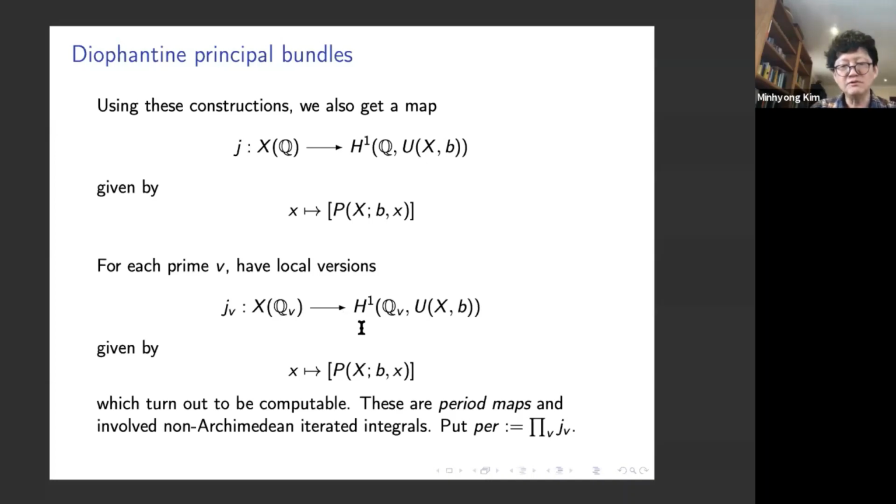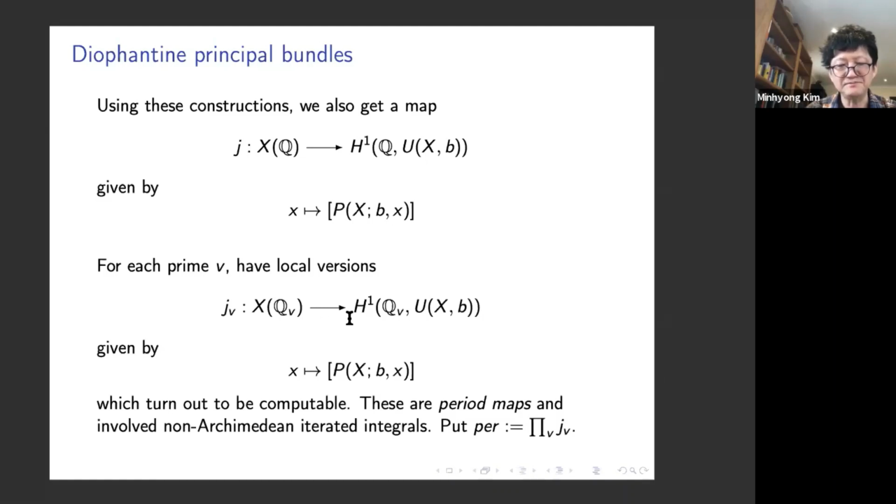Now the local versions turn out to be quite computable. A lot of the time, for example, the local versions will just have finite image. And when it doesn't, so for example, I said Q_p unipotent completion. If you take v to be a prime different from p, it has a finite image. So that can be described. And when v equals p, it becomes more complicated.